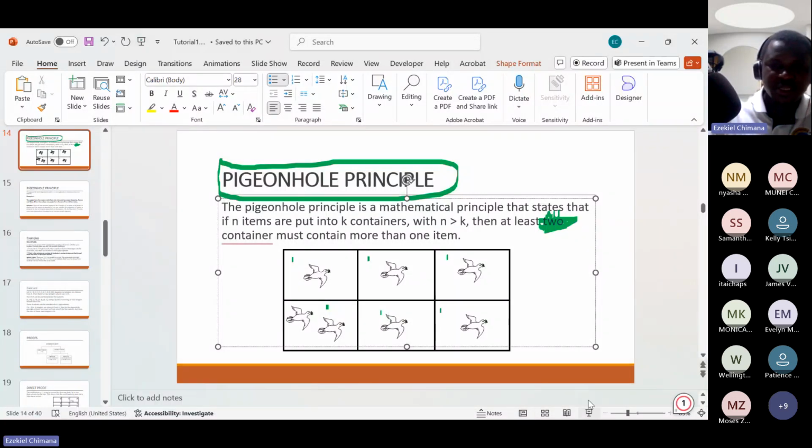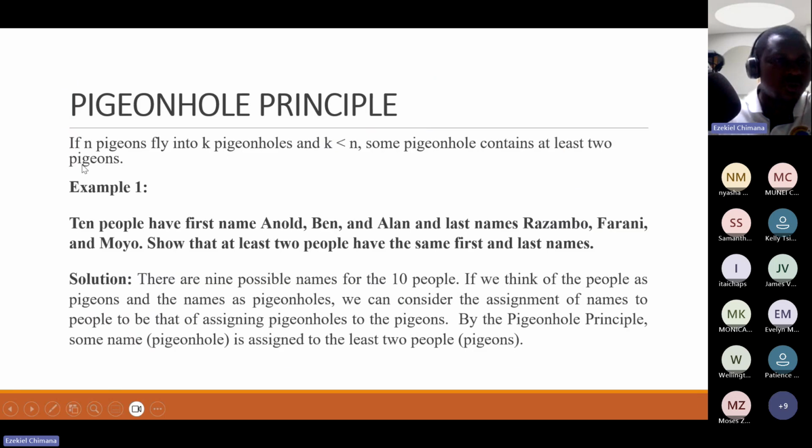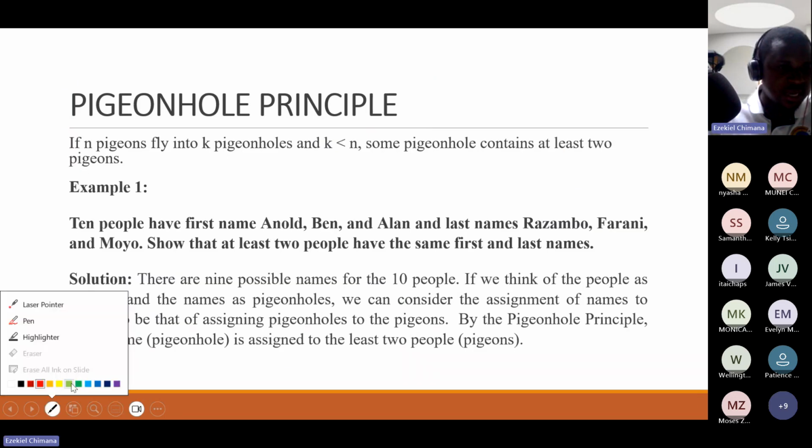Then you have the same issue. All right. So I need the highlight again.